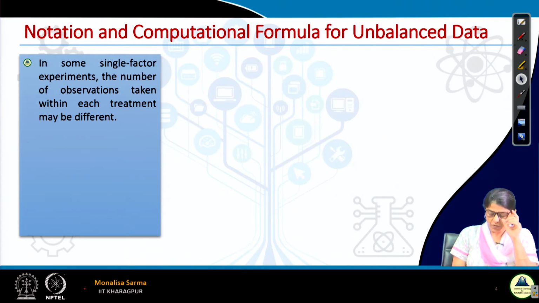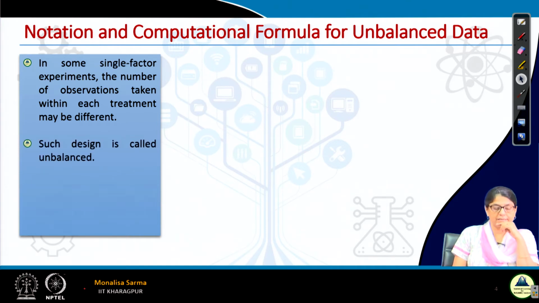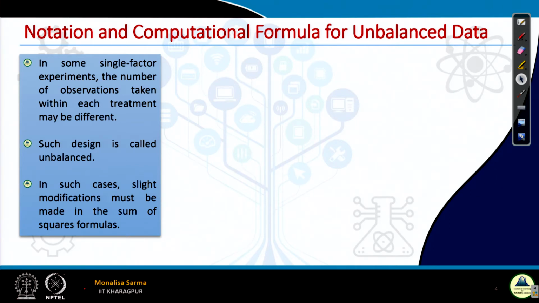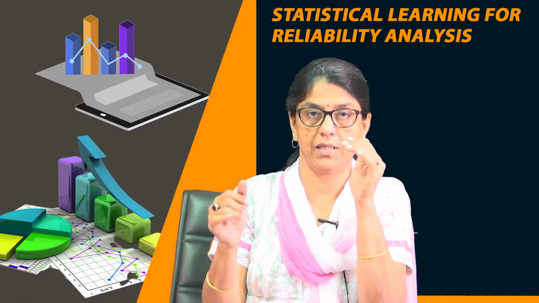Okay. So, as I told you, this is called an unbalanced design. In such cases, a slight modification must be made in the sum of squares formula. When our design is unbalanced, whatever formula for F we have, there will be a slight modification, and that is obvious, right, because in our formulas we have directly used n, small n. Now, for all the different samples there will be different n, it will be n i basically.